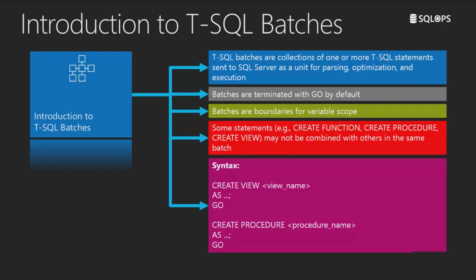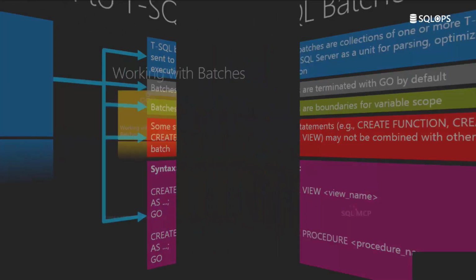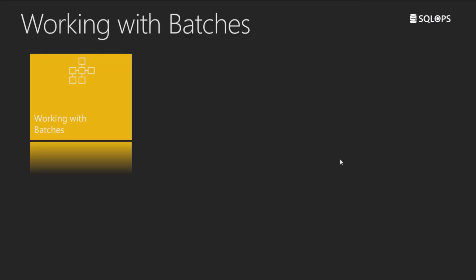Now let's take a look at how to create a batch. You can use create view or create procedure statements to define a set of two or more SQL statements and create a batch. Now let's see how to work with batches. We have learned that batches are collections of T-SQL statements submitted as a unit to SQL Server for parsing, optimization, and execution. You need to understand how batches are parsed so that it will be useful in identifying the error messages and the behavior of a batch.